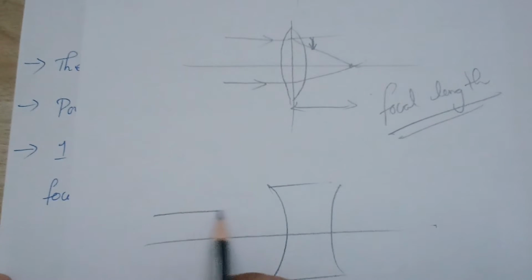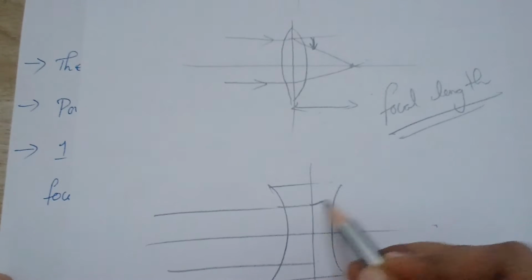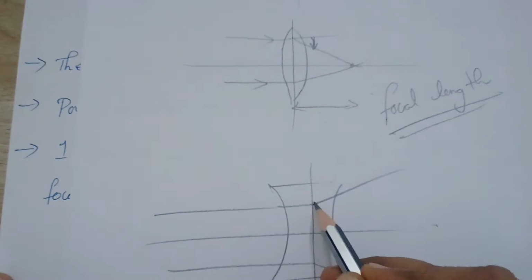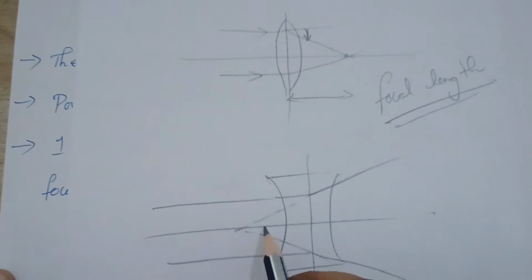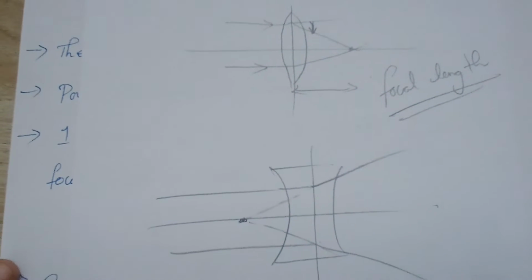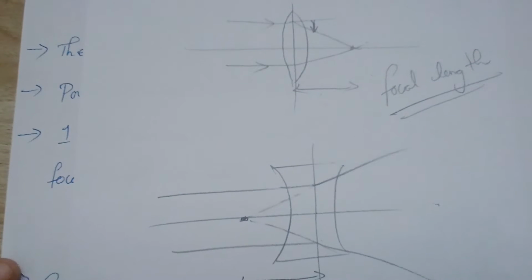So you will get that. It will diverge, and it appears to diverge from the focus point, right? This is your focus point, so it is on the negative side of the x-axis.